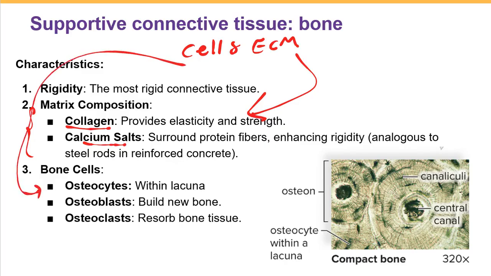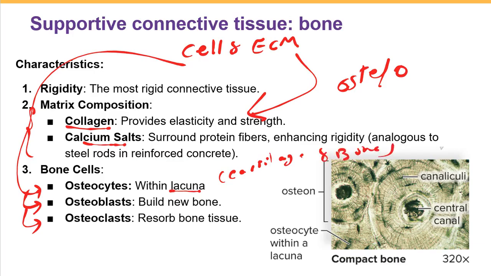Bone cells: we have osteocyte, osteoblast, and osteoclast. Osteo means bone. Osteocyte means the bone cells found within lacunae. A lacuna is like a house, a kind of space or cavity where the osteocyte is found. Lacunae are only found in cartilage and bone tissue. So lacunae of bone contain osteocytes, and lacunae in cartilage contain chondrocytes, as chondro means cartilage.